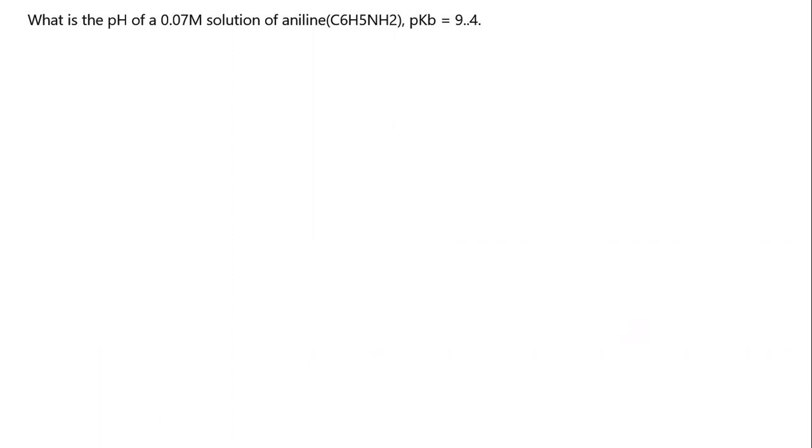Again, pKb is related to the Kb, similar to how pH is related to the hydronium ion concentration. So what we know is that Kb is equal to 10 to the negative pKb. If we know the pKb, we take 10 to the negative of that, and we get the Kb. So the Kb is about 4 times 10 to the negative 10. So now we have that.